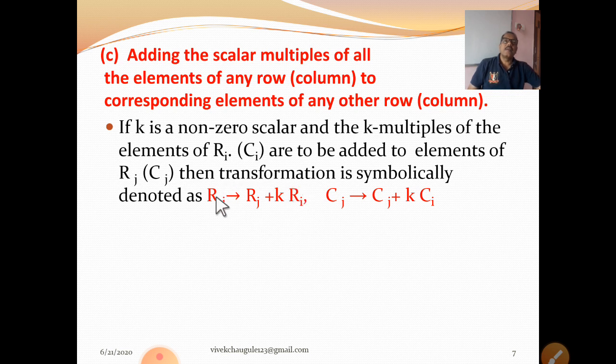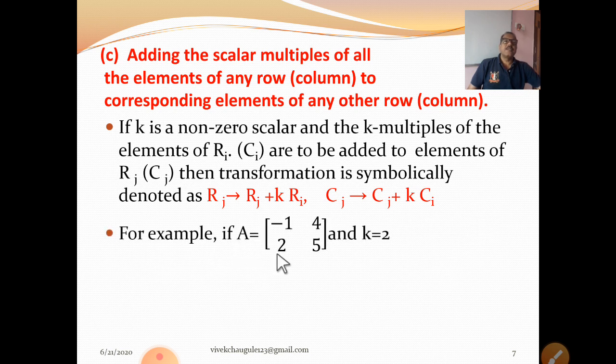Okay. Similarly, this transformation also applies to columns. Therefore we write Cj changes to Cj plus k into Ci. That means we multiply every element of the ith column by the non-zero scalar k, and that multiple is added to the corresponding elements of the jth column. This transformation we can write as Cj changes to Cj plus k into Ci. Okay, now we take examples.